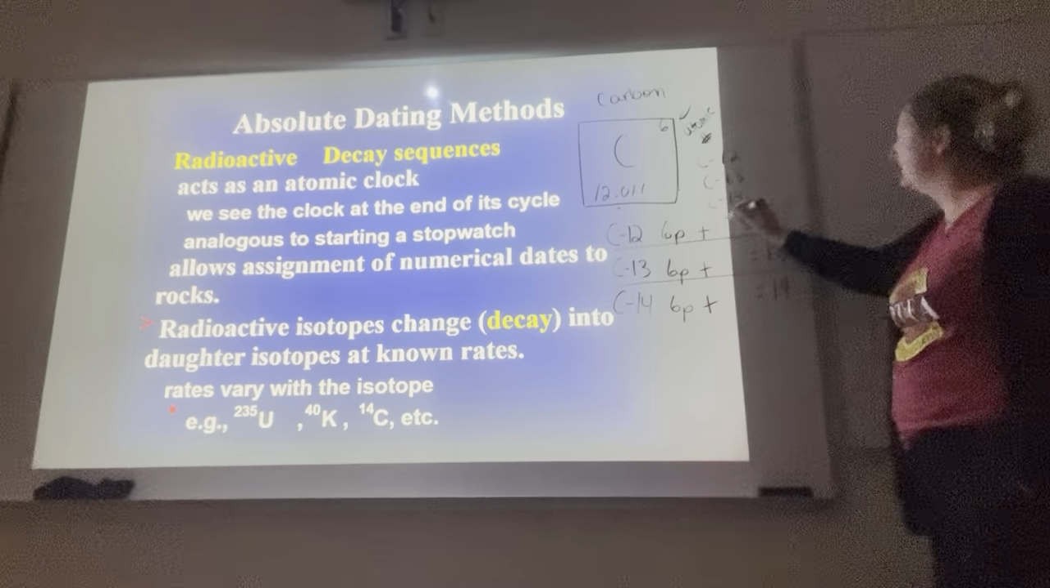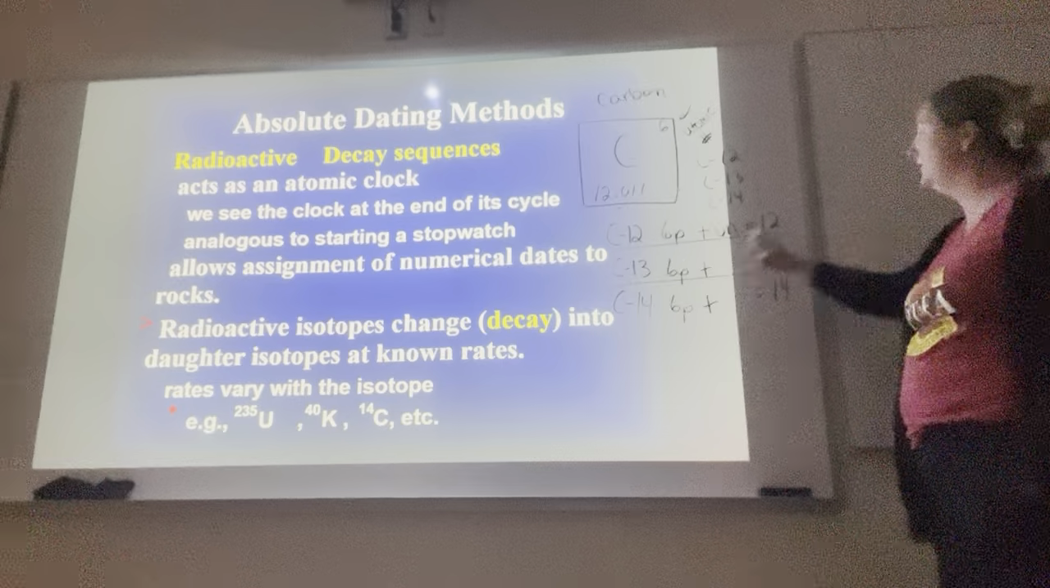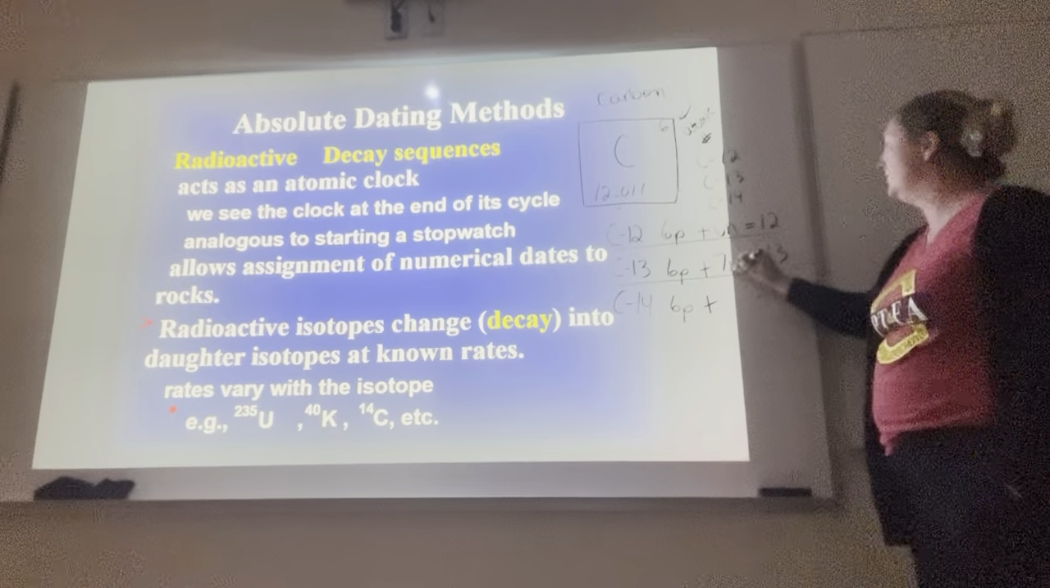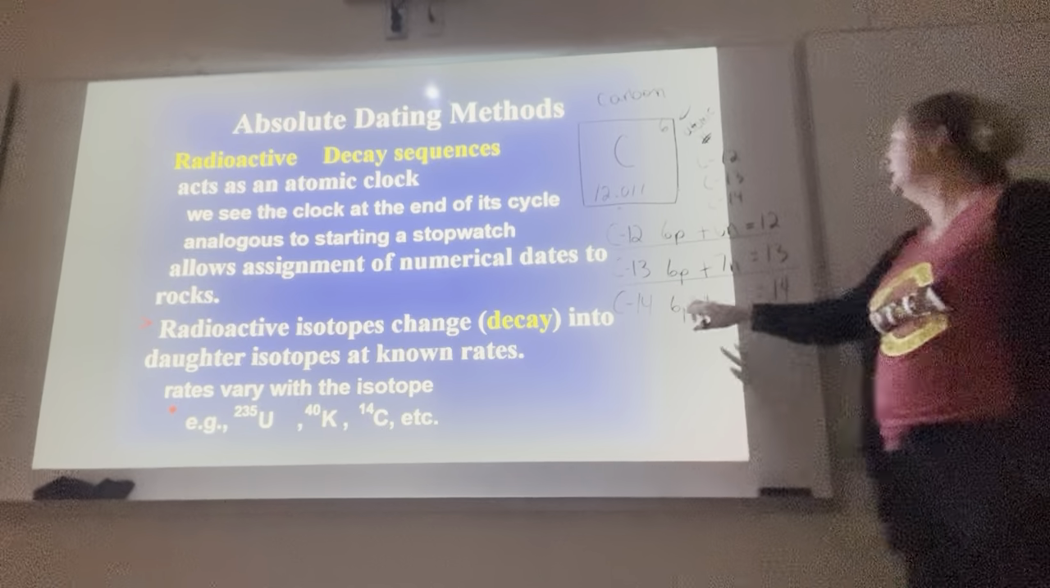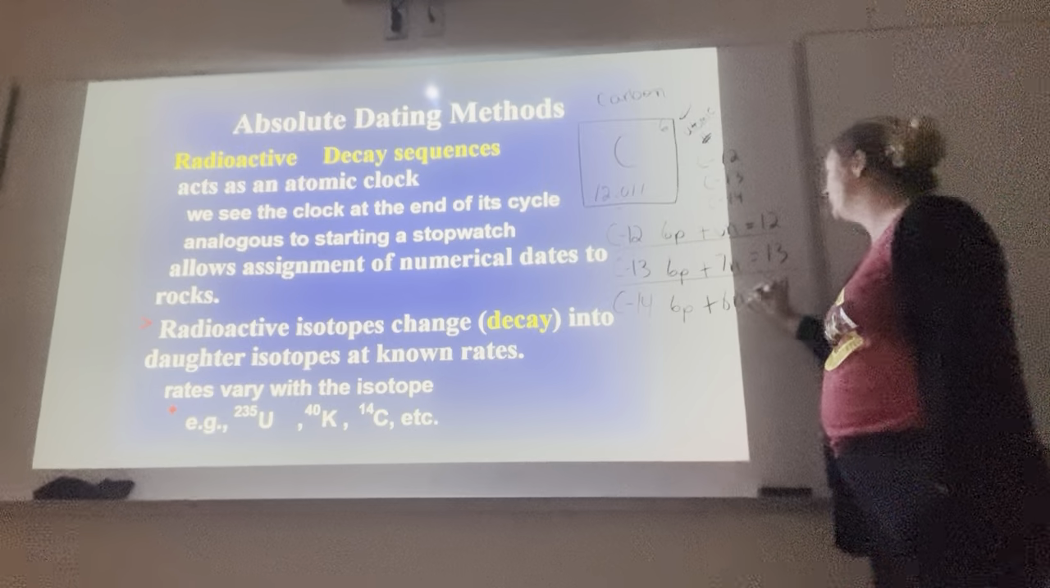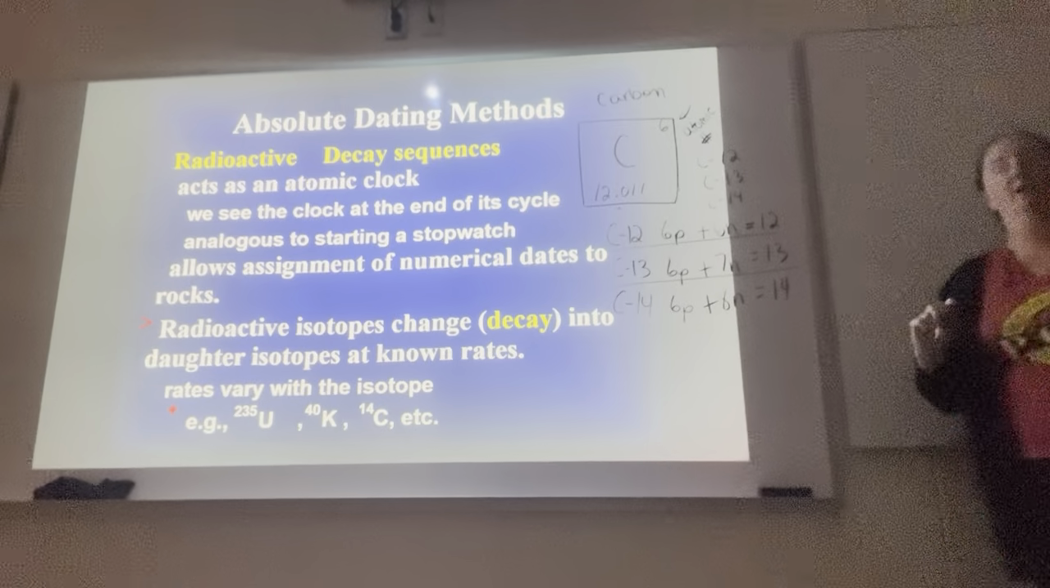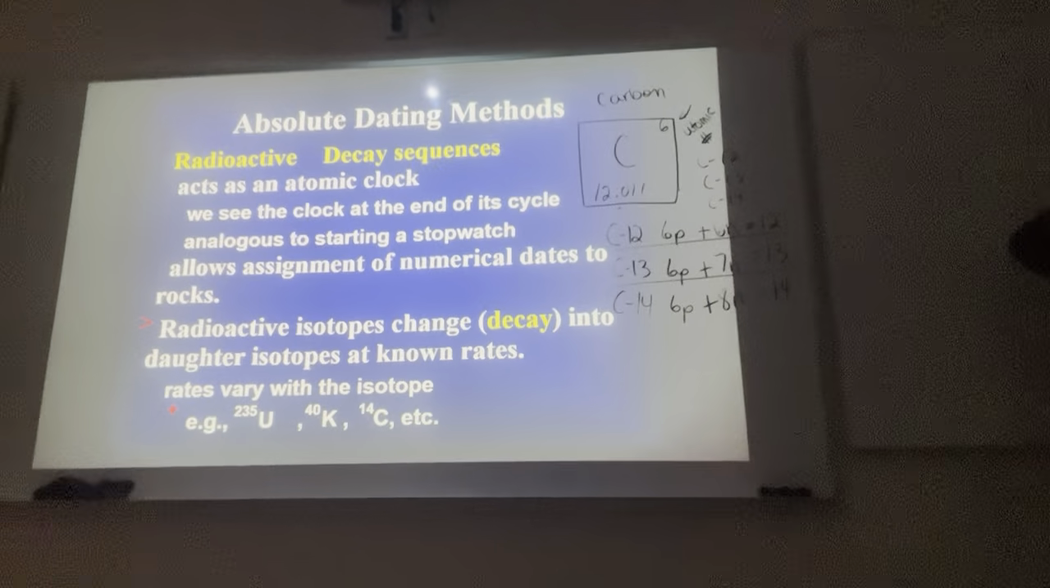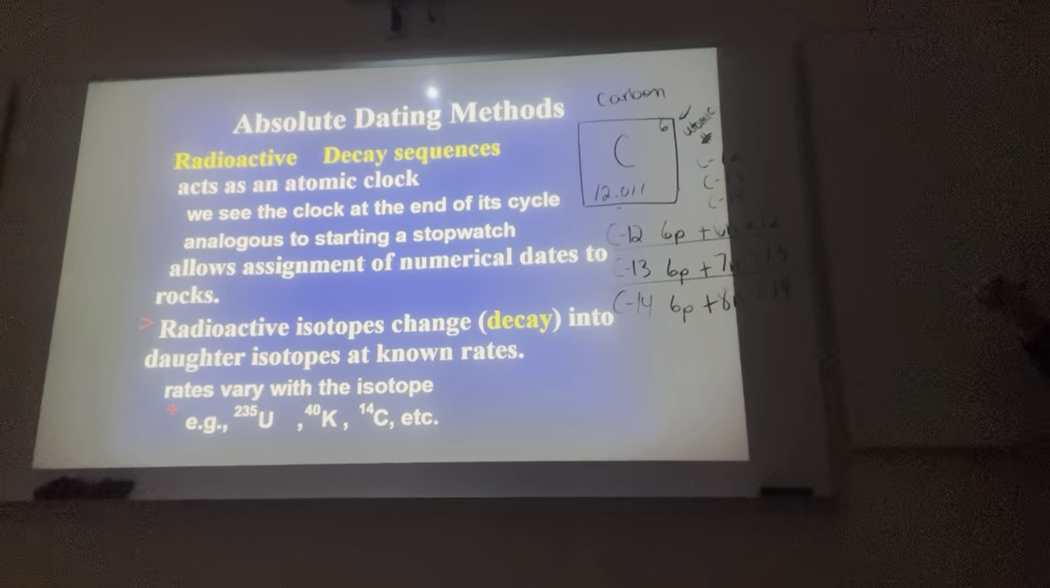6 protons plus 6 neutrons will get us a mass of 12. 6 protons plus 7 neutrons will get us a mass of 13. 6 protons plus 8 neutrons would get us a mass of 14. So these isotopes are going to be the same element with a different number of neutrons.